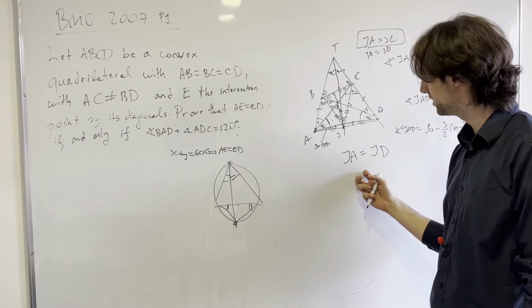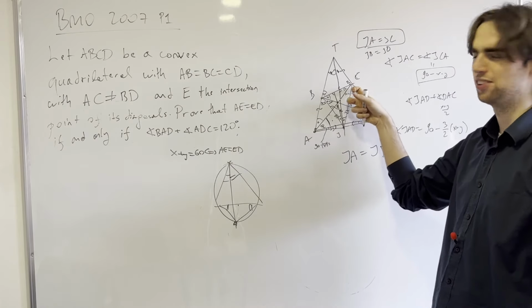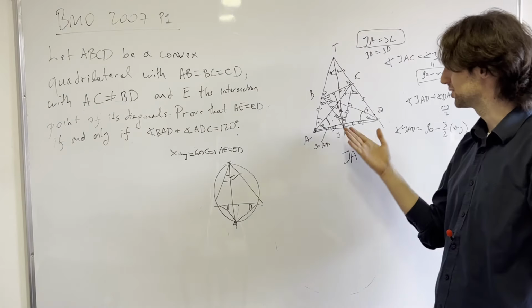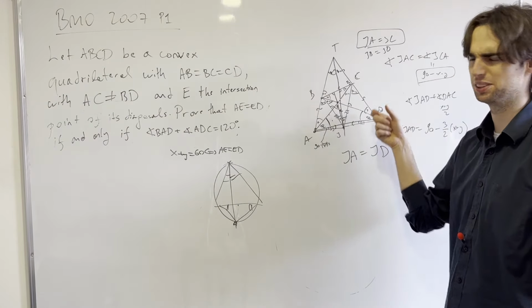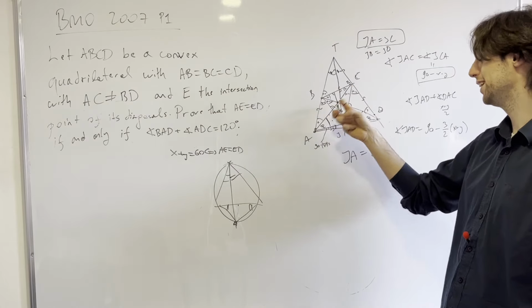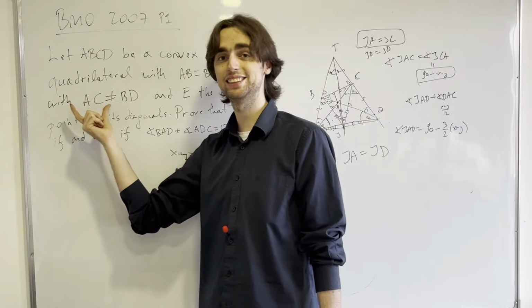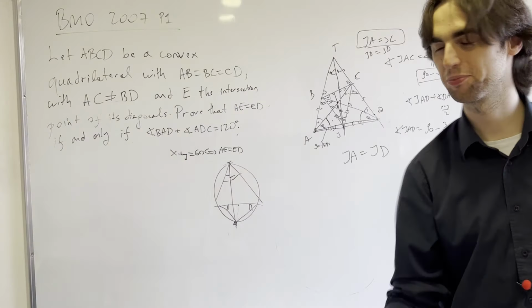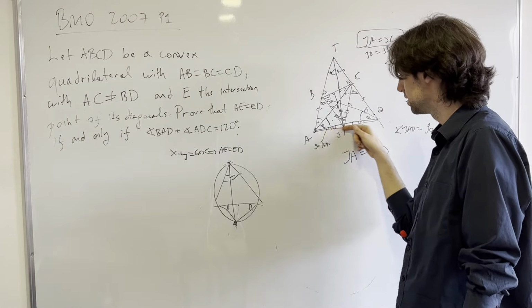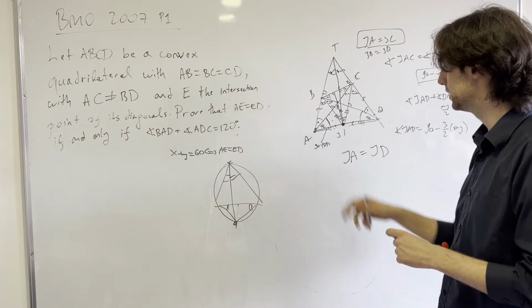But I've already stated that JA is equal to JD, is JB is JC, which means what? That means J is the circumcenter of A, B, C, D, which means these are concyclic, which would mean by power of a point that EC times EA equals ED times EB, so EC is equal to EB. In other words, AC is equal to BD, a contradiction. However, this implies that J must in fact be over here. It must be on this side.